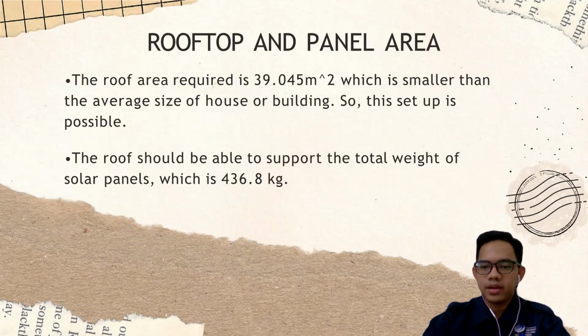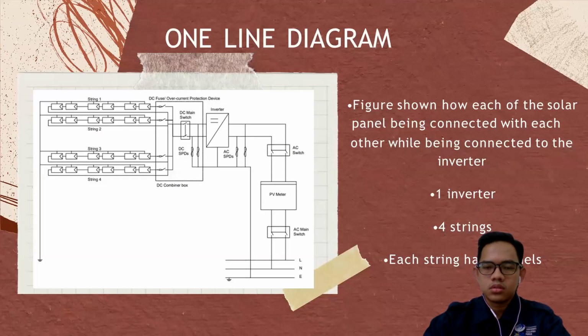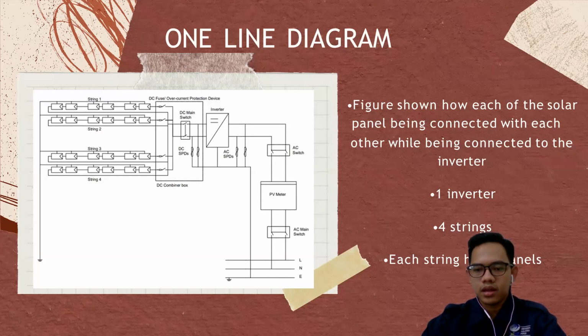For the rooftop and panel area, the roof area required is 39.045 square meters, which is smaller than the average size of a house or building. So this setup is possible. The roof should be able to support the total weight of the solar panels, which is 436.8 kilograms. For the one line diagram, the figure shows how each of the solar panels is connected to the inverter. Based on the figure, we can see one inverter with 4 strings, and each string has one panel.